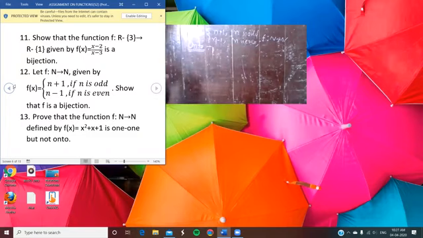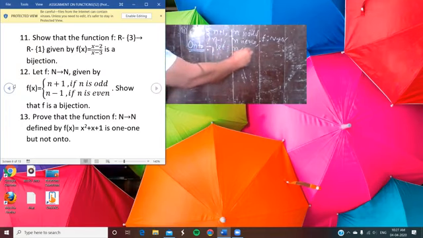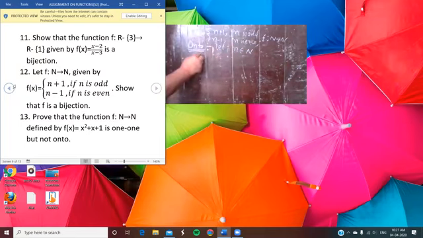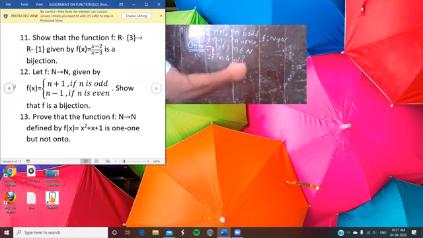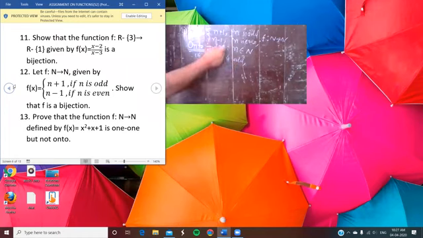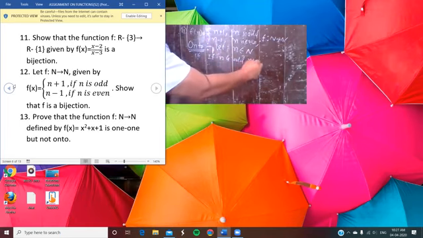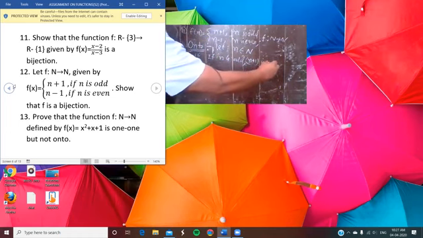First of all, here you take any number n belonging to the codomain. Suppose n belongs to N. So here 2 cases arise. First one, if n is odd. If n is odd, what you see here is n plus 1. No doubt, n plus 1 becomes even.